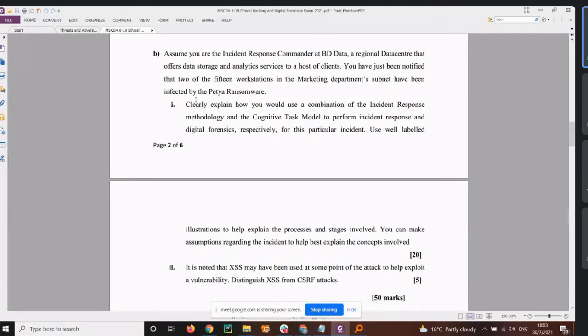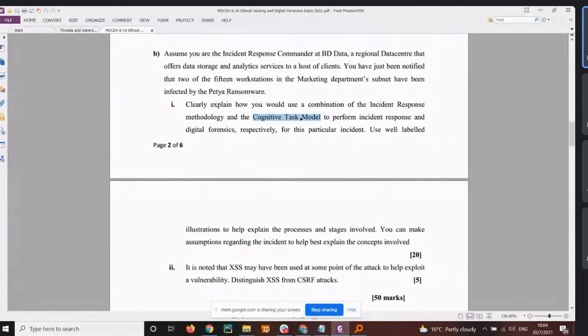So in this case, you're supposed to clearly explain how you would use a combination of the incident response methodology, which is this one, from videos and slides. I gave a very detailed explanation on what this thing is, and the same also for the cognitive task model.